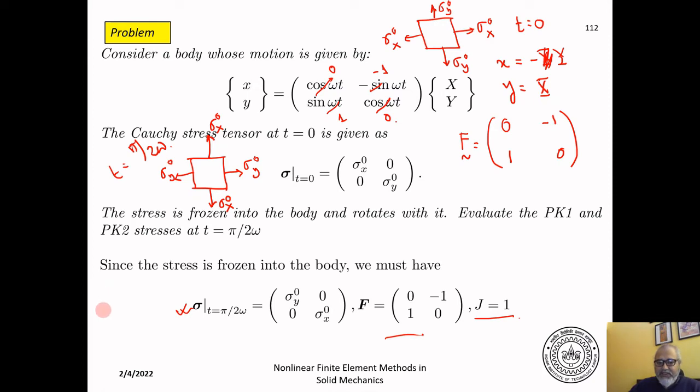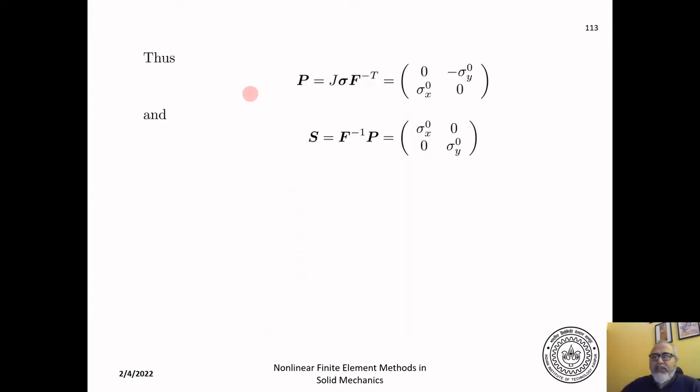Now once we have this sigma, F and J, we can calculate F inverse, we can calculate F inverse transpose, and we can calculate the first Piola Kirchhoff stress. So this is the first PK stress. This is what it comes out to be. This is just the mathematical manipulation, and we can do S as well once we know F inverse and F inverse transpose. So this is how we do S, and this is what it comes out to after the mathematical manipulations. Now let us try to understand why P is shaped like this.